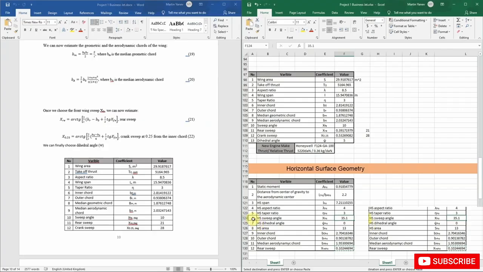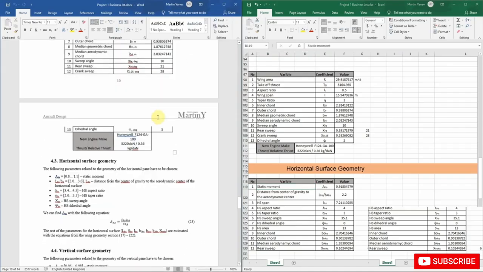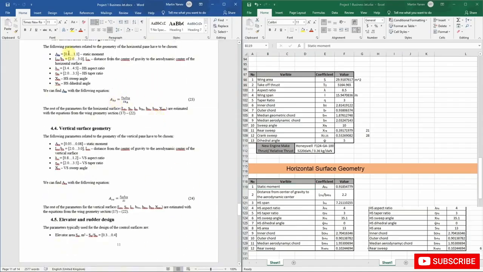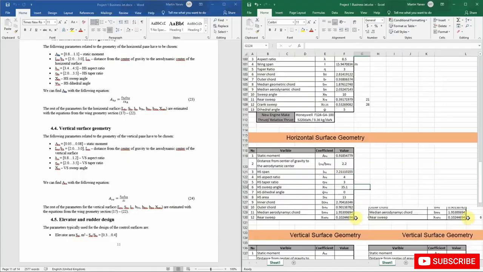So the front sweep angle will be 35.1, while the rear sweep will be 6 degrees, okay? And that's fine. And do you remember our static moment that we wrote the equation for in the beginning? So yeah, actually this is the formula here, and you can see that it had to be between 0.8 and 1.1, and our value here is 0.91, which means that the parameters that we chose for the scheme of our aircraft will definitely work. So that was it, guys.